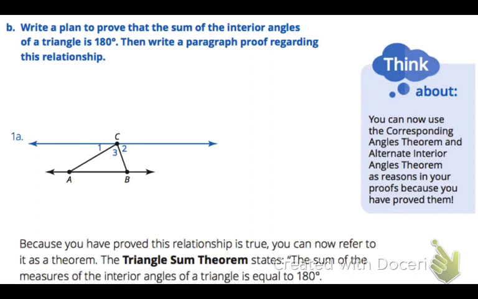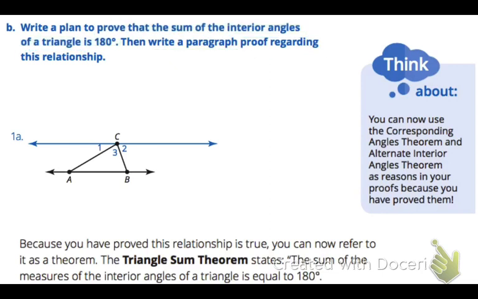They're asking you to write a plan to prove that the sum of the interior angles of a triangle is equal to 180 degrees. Remember, what you are trying to prove is the last thing that you should be saying in your proof. But on this one, it's not a table proof and it's not a flowchart proof. You actually have to write a paragraph. So a paragraph proof is a proof that is written in the form of a paragraph. Make sure that your conclusion, the very last sentence of your proof, is that the sum of the interior angles of a triangle is equal to 180 degrees.